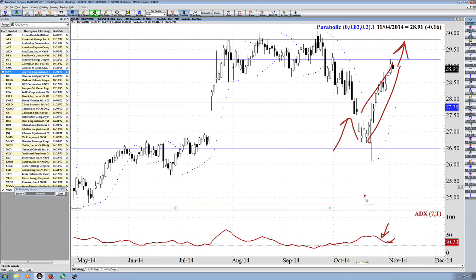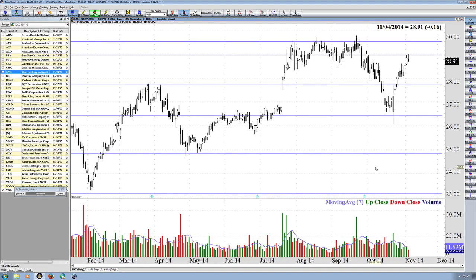ADX was very much behind the bearish move, but it's not gotten back behind the bullish move. It's trying to. It just wasn't quite there yet, and it couldn't do it. So we do not have a confirmation either way from the ADX. Now, what do I do with all that information?